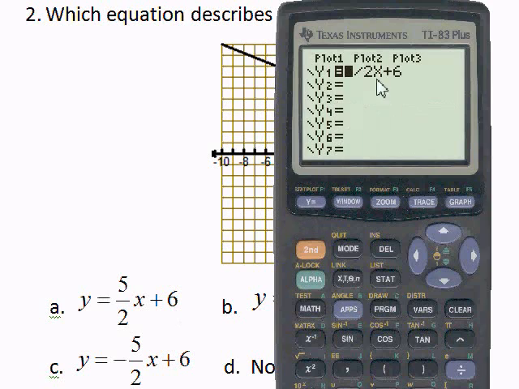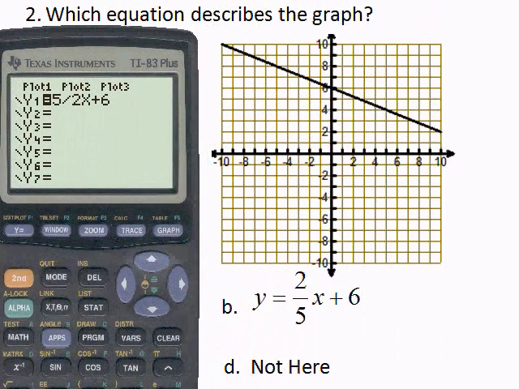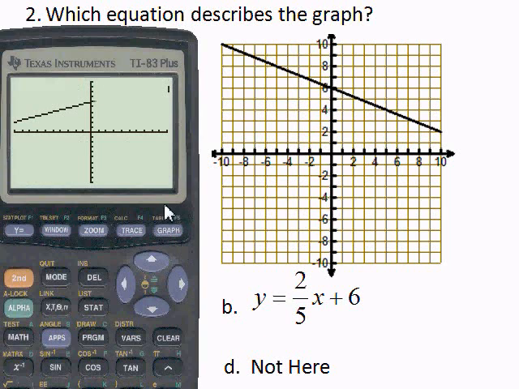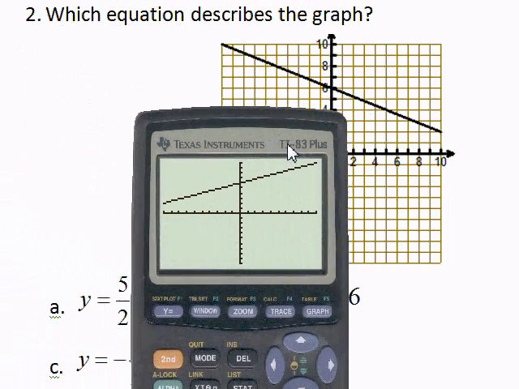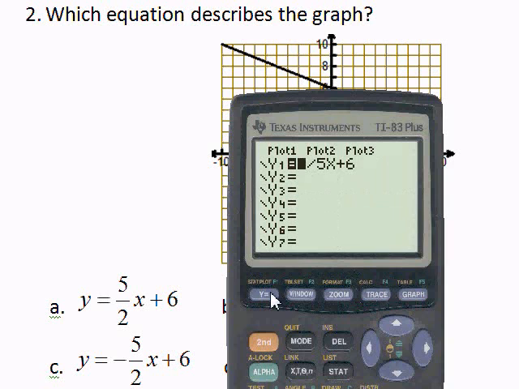So then we go to B, perhaps. We get 2 divided by 5x plus 6, and we press graph. You notice this graph doesn't match the graph we're given either, so let's try C. Perhaps C will work. Go ahead and try C on your own, graph it, see if it matches. Press play when you're ready to see the answer.